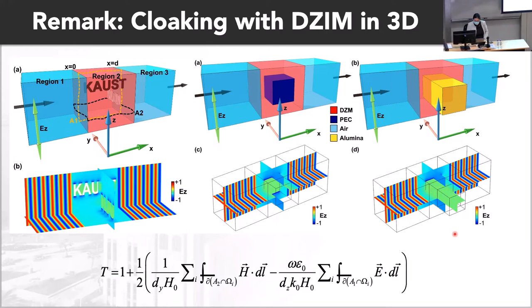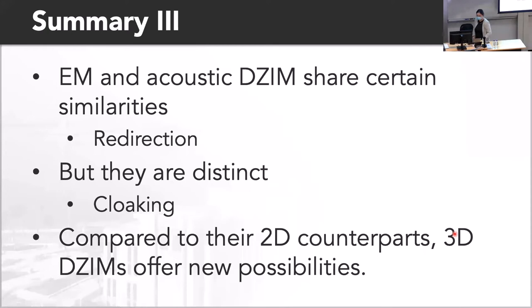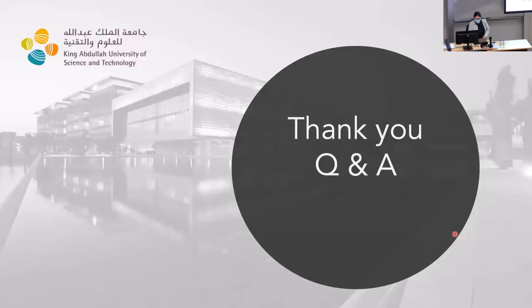All right, so at the end, I'd like to summarize that we have achieved practical realizations of both electromagnetic and acoustic double zero index materials. They share certain similarities. For example, they can do waveform shaping and redirection of the wave, but they are different in terms of cloaking. And compared to their two-dimensional counterparts, the three-dimensional cases offer more possibilities in controlling wave propagation. All right, thank you. And I wish this can give you some inspiration.